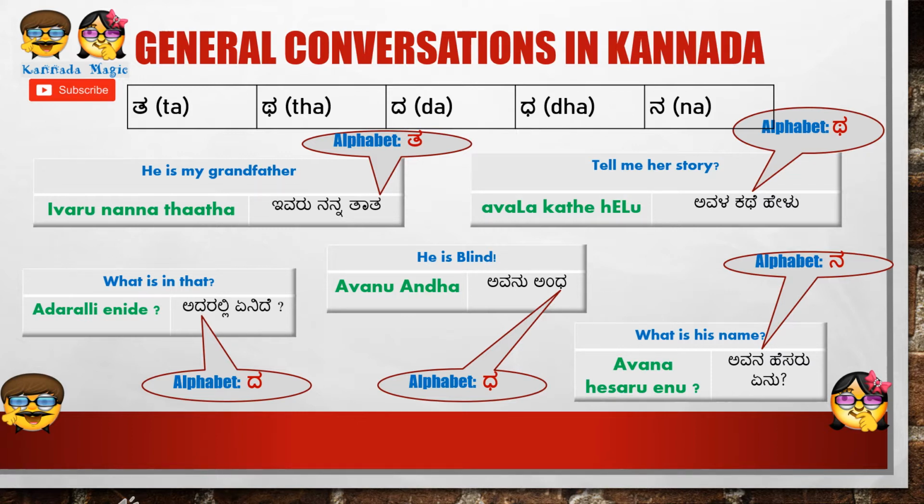And in case you want to give respect and ask somebody's name, you can say avara hesaru enu. ಅವರ ಹೆಸರು ಏನು? Avara can refer to both male and female, but that is with respect. For elderly people, you can say avara hesaru enu.